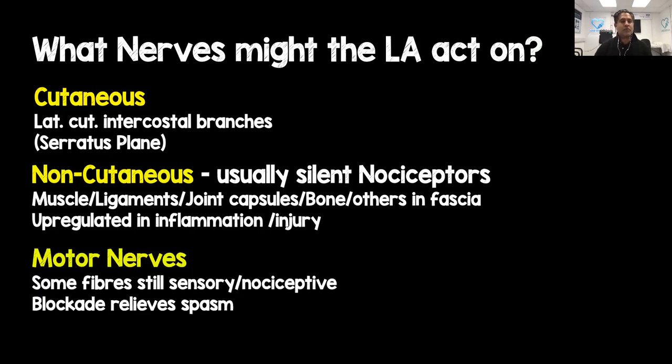Now, the PECS block caused quite some confusion at the beginning because the primary target of the PECS block in the first injection is the medial and lateral pectoral nerves. Now, these are motor nerves, but even motor nerves carry some sensory and nociceptive fibers. And actually, the effect of blocking a nerve and relieving muscle spasm may contribute to analgesia as well.